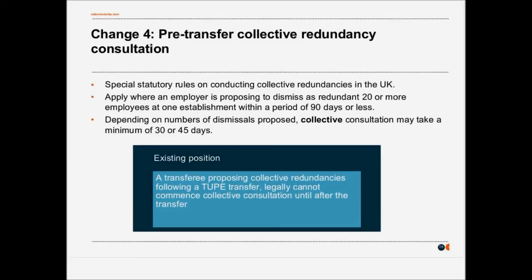So you need to be aware of this legislation whenever you think you might be dismissing 20 or more employees in the UK. Now, depending on the number of dismissals proposed, the collective consultation must take a minimum of 30 or 45 days. So if it's between 20 and 100 employees, you've got to consult before you make any redundancies for a minimum of 30 days, and if it's more than 100, it's for a minimum of 45 days.